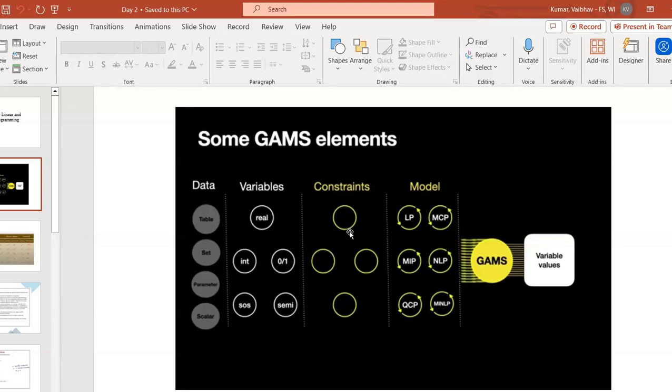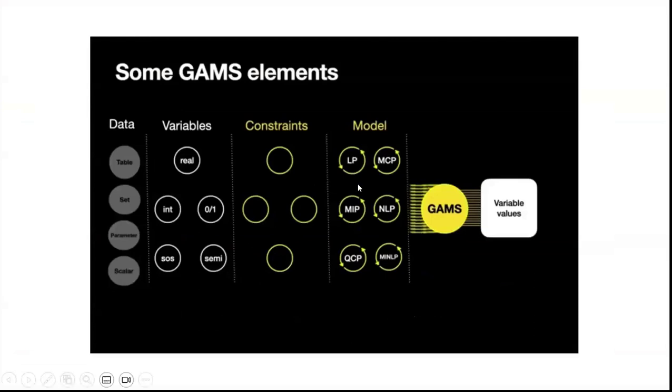So we have constraints. Constraints are the features that we have seen for the models. And then the model. We have these model types: linear programming, mixed constraint programming, mixed integer programming, non-linear programming, quadratic constraint programming, and MINLP, mixed integer non-linear programming. We implement that in GAMS and we will get the kind of output that we would like to get. On the basis of the nature of these GAMS elements, we have the model type.